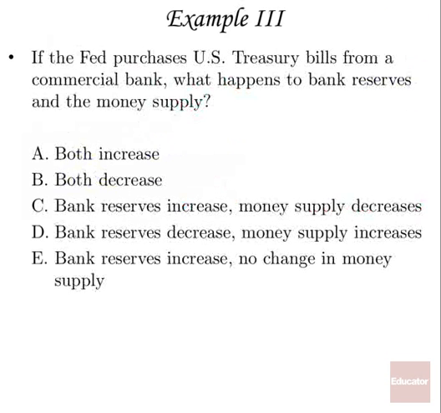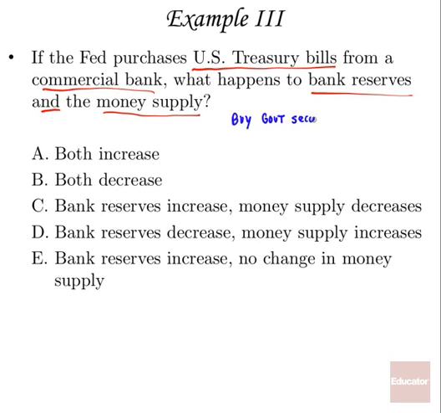Okay, example number 3 here. If the Fed purchases U.S. Treasury bills from a commercial bank, what happens to bank reserves and the money supply? Remember, just use this mnemonic: buy government securities equals bloat the money supply. So the MS is going to increase here.